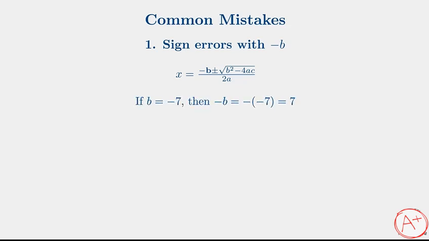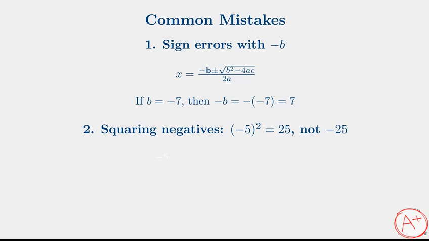Second, many students type negative 5 squared into their calculator and get negative 25. Remember that any real number squared is positive. Use brackets. Open bracket, negative 5, close bracket squared.